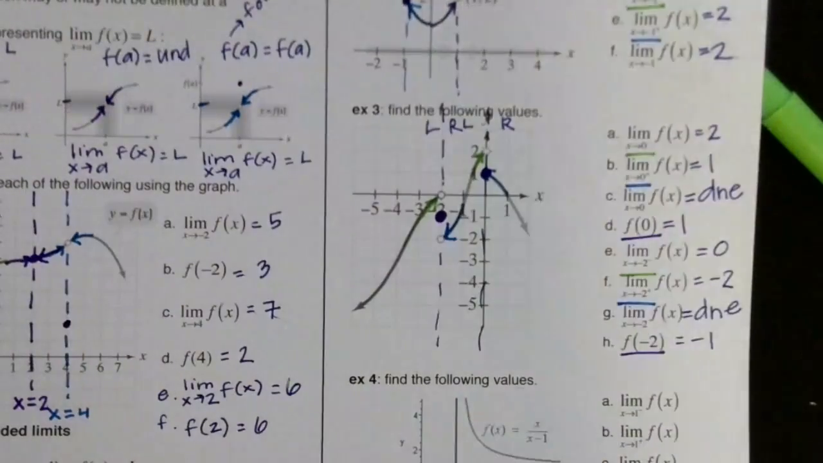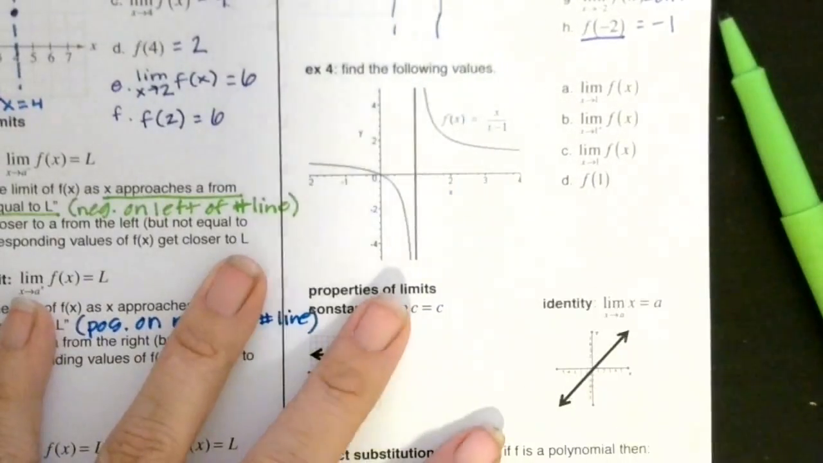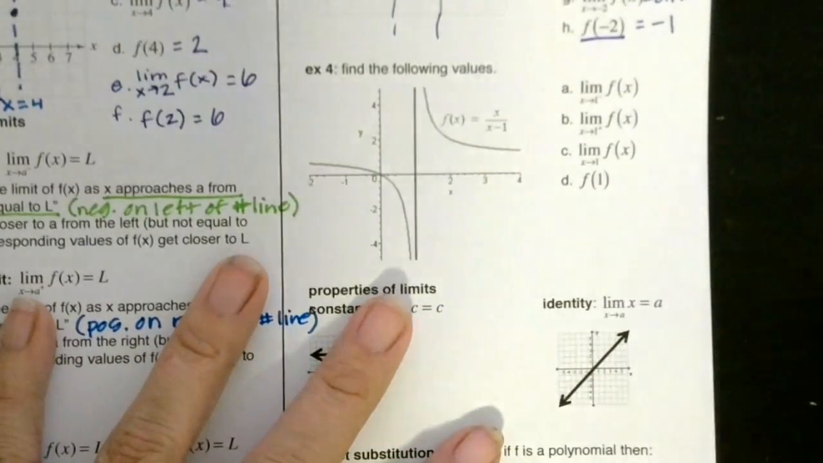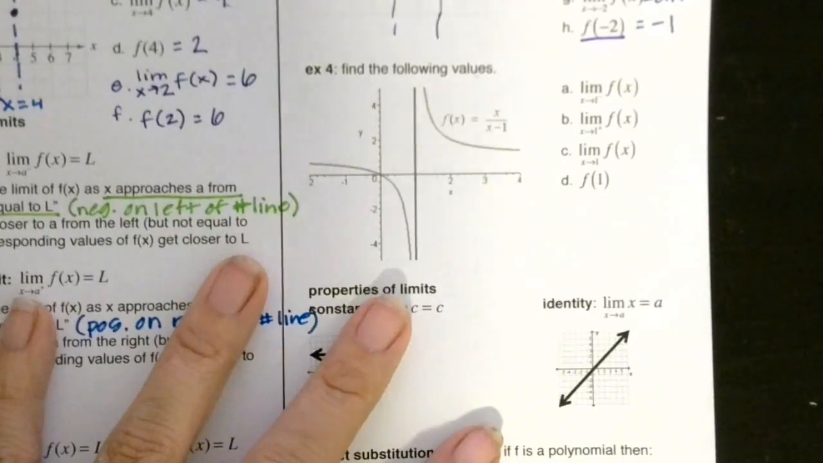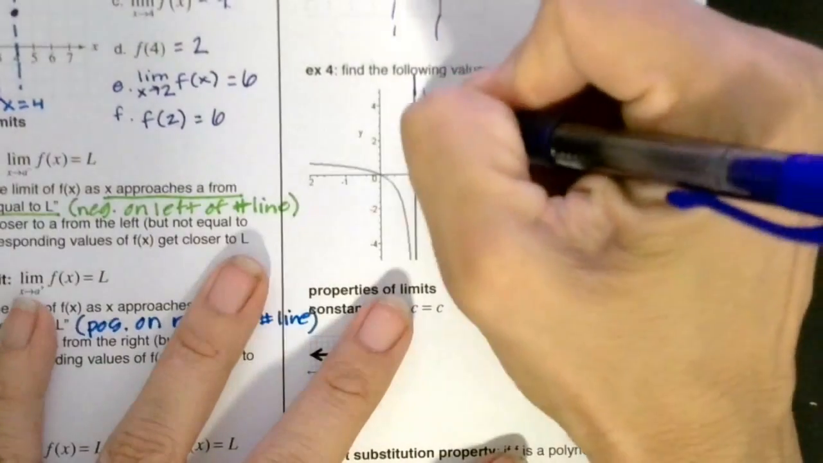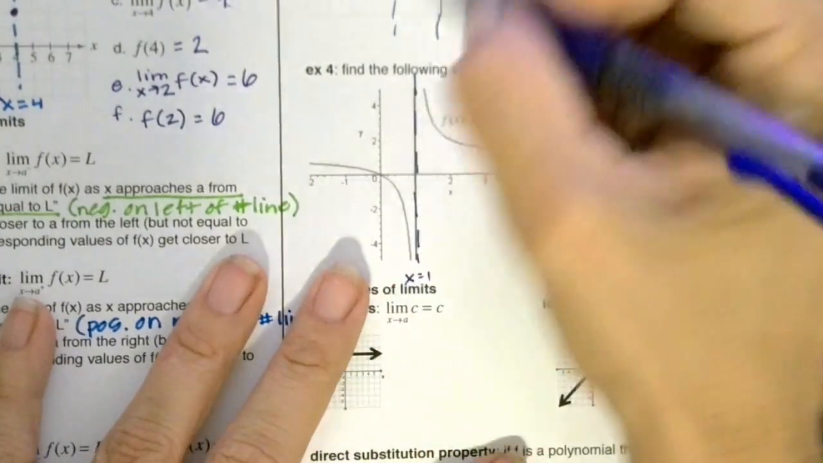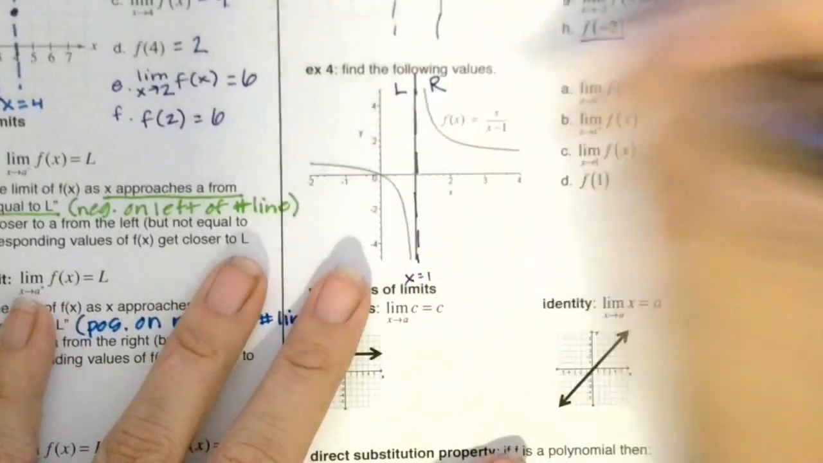All right, well, what if your graph looks like the next one? What if you have this right here? So you have a rational function graph, x over x minus 1. Here it's asking you about 1, where they've drawn an asymptote. So this is where x equals 1, and this is the left and the right.